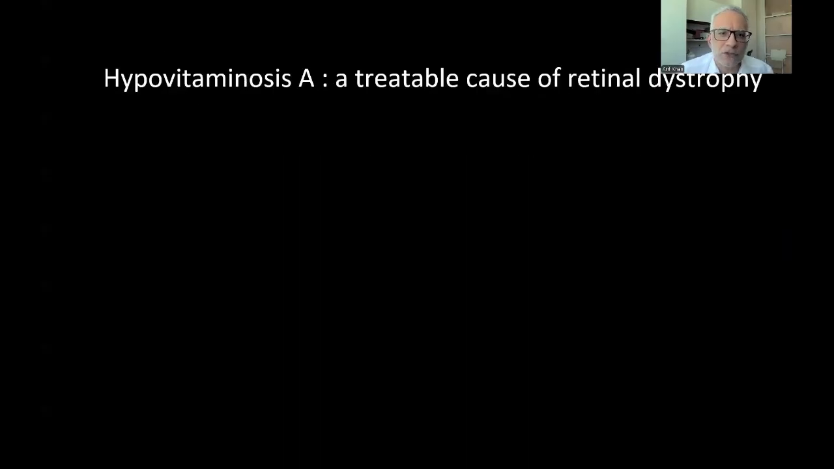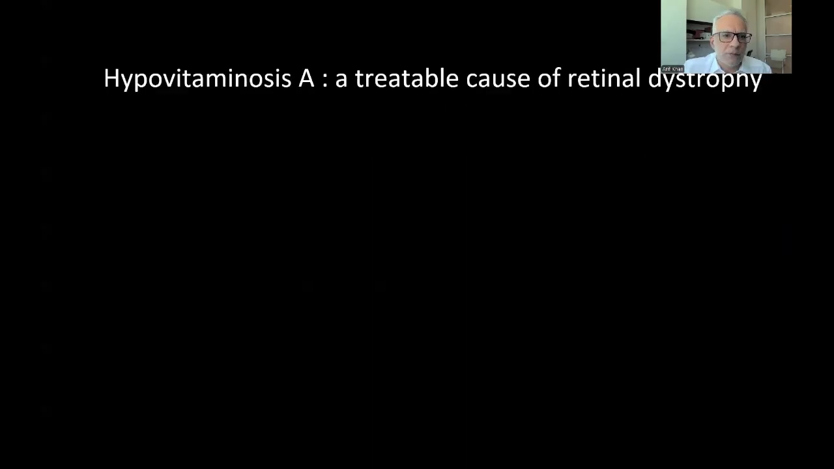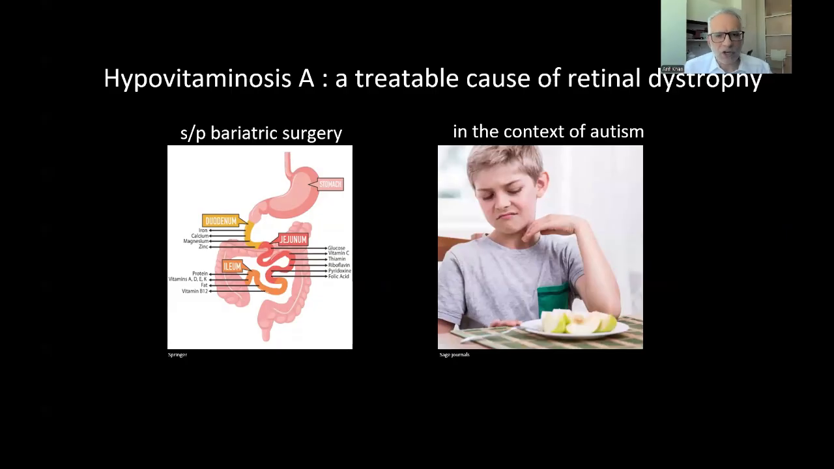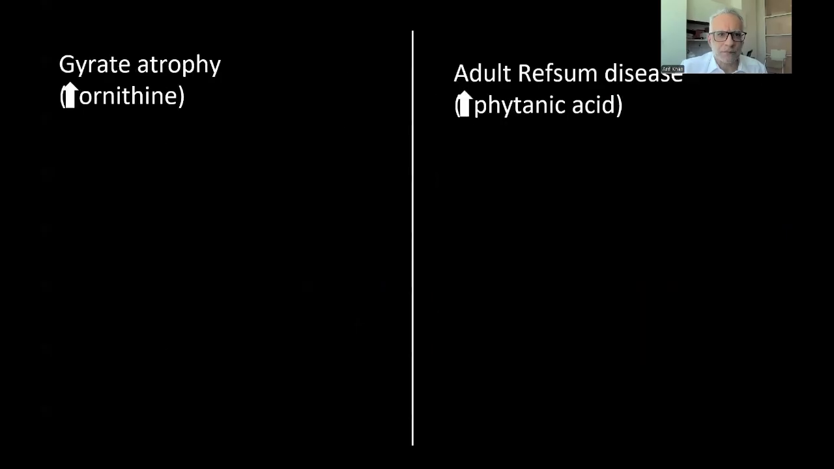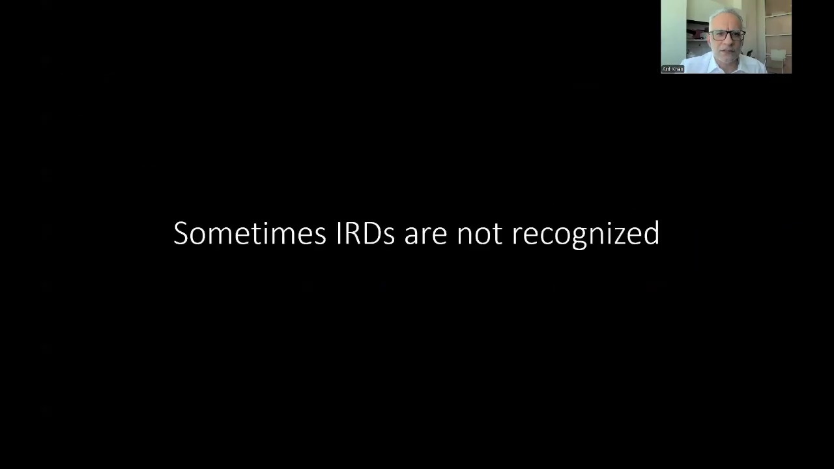Always think about hypovitaminosis A in any patient with suspected inherited retinal disease. It's not always from gene mutation. Bassen-Kornzweig disease is a gene mutation causing a malabsorption syndrome, but we see it after bariatric surgery sometimes. So think about that in your bariatric surgery patients who come in with retinal dystrophy. And even in children with autism, sometimes they have very bizarre diets, and it results in vitamin A deficiency so severe that it causes retinopathy. There are some other inherited retinal diseases that are treatable listed here.